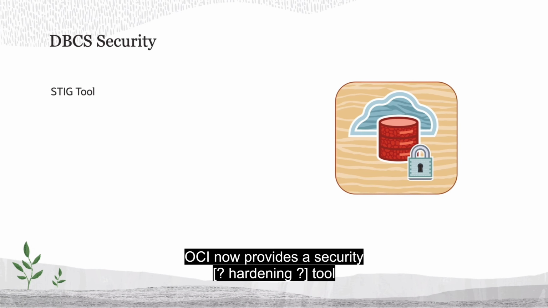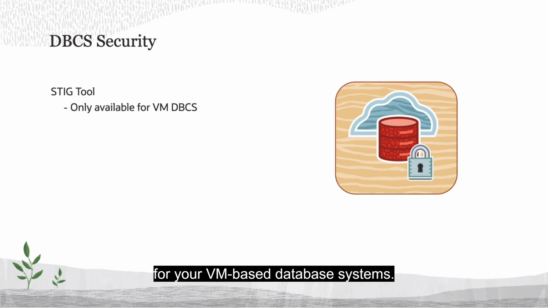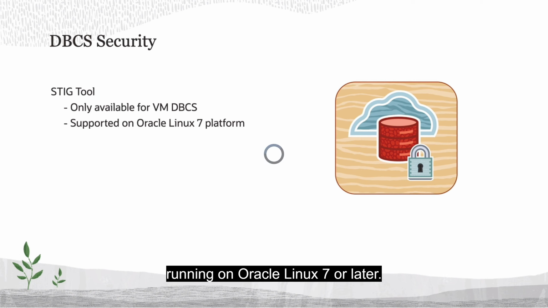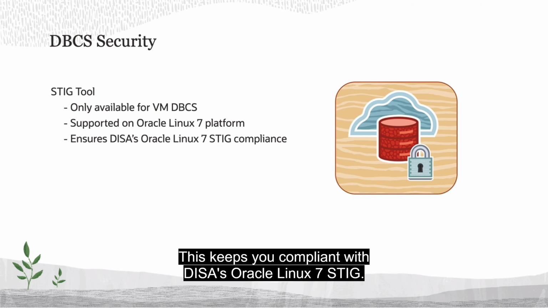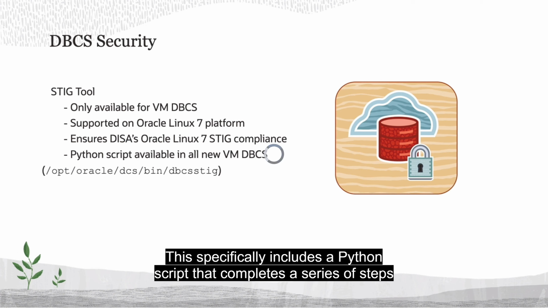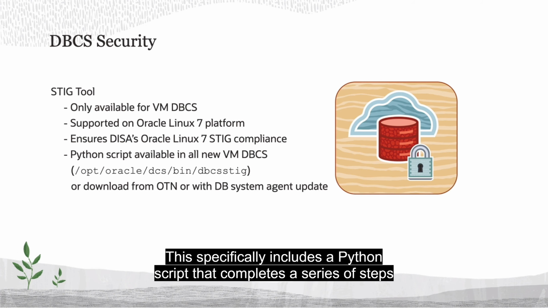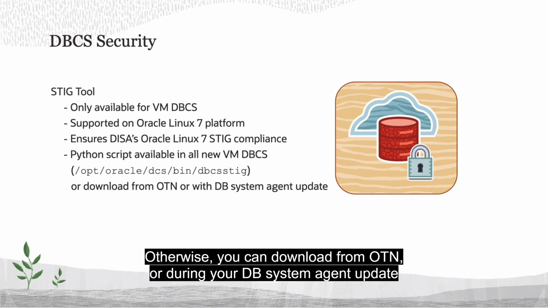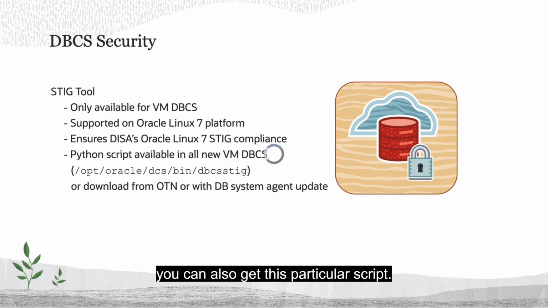OCI now provides a security hardening tool for your VM-based database systems. This is referred to as the STIG tool. This is primarily supported for virtual machine systems running on Oracle Linux 7 or later. This keeps you compliant with the Oracle Linux 7 STIG. This specifically includes a Python script that completes a series of steps to perform security hardening of your VM DB systems. This script is already available in the newer VM DB systems. Otherwise, you can download it from OTN, or during your DB system agent update, you can also get this particular script.